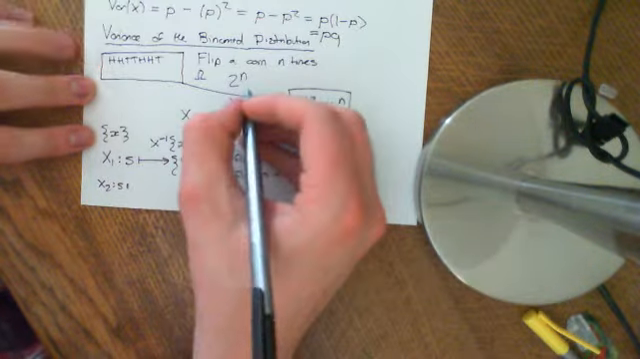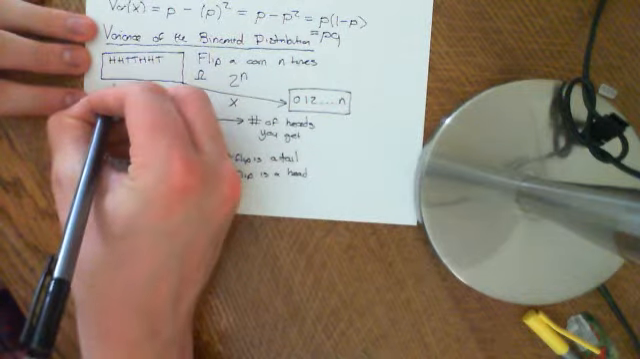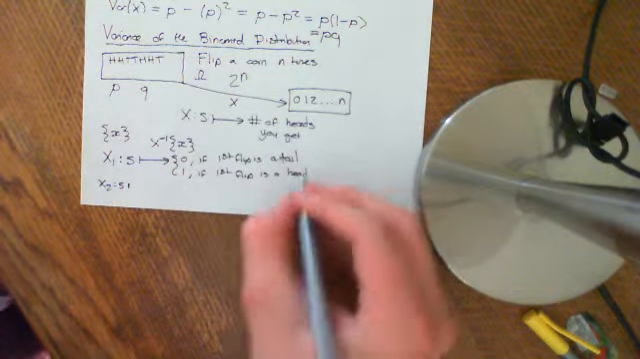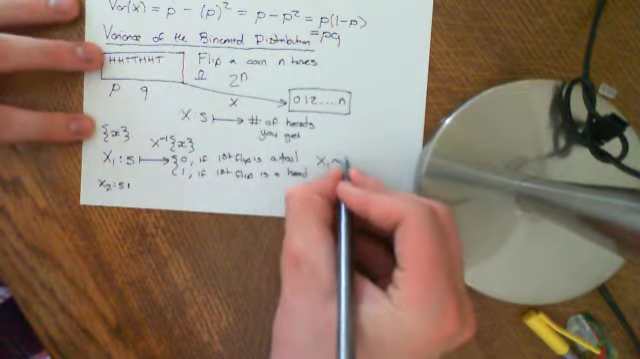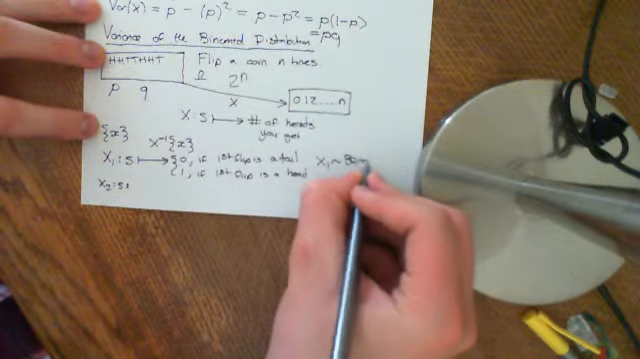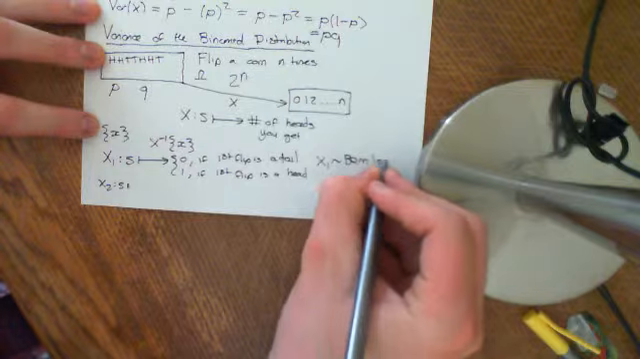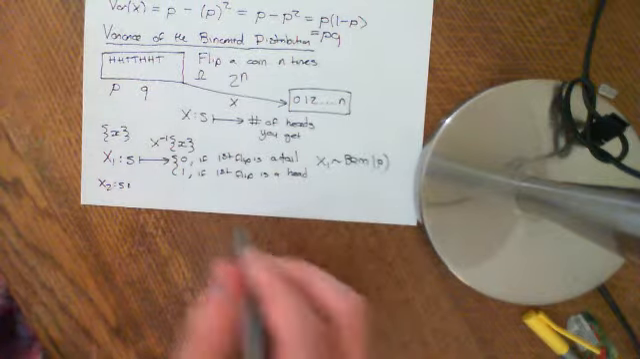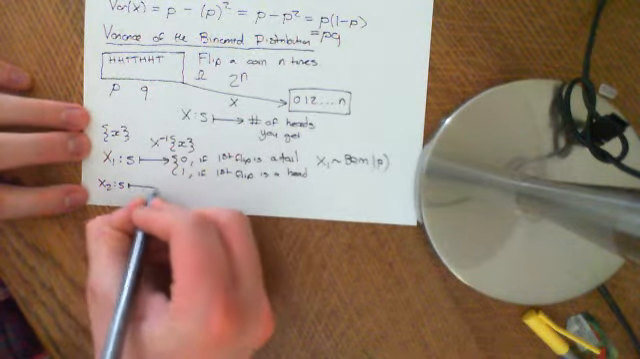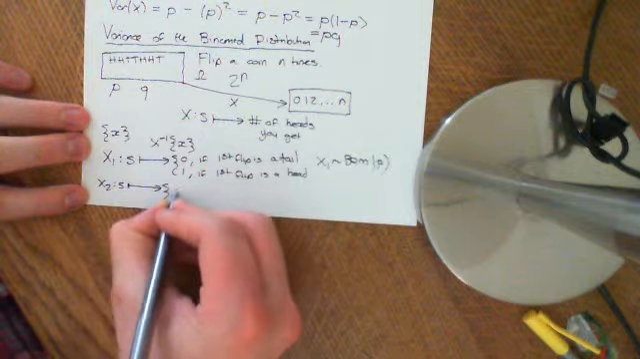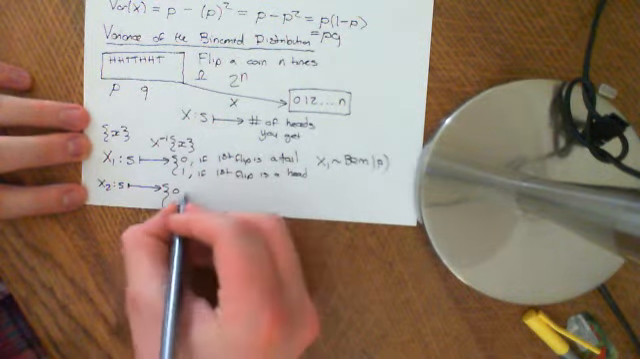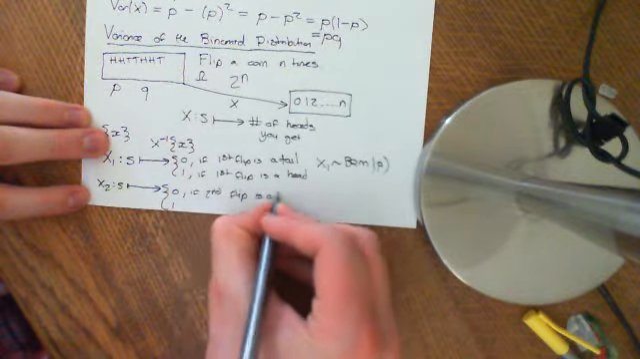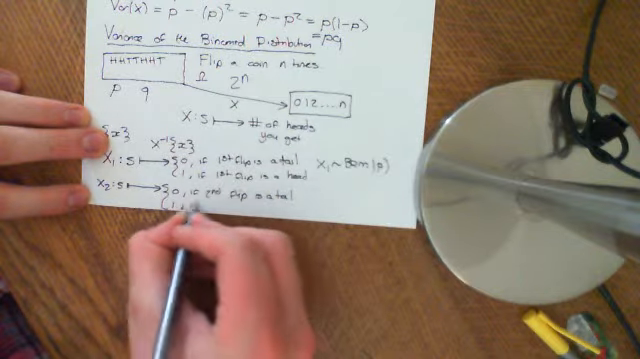Now I should have said something right at the start of this. I should have said that the probability of getting a head is p, and the probability of getting a tail on any flip is q. So this random variable here, X1, is going to be Bernoulli distributed with parameter p, because the probability that you get a head on your first flip is p, and the probability that you get a tail on your first flip is q. So that indeed is distributed Bernoulli p. So X2 is going to map s onto either 0 or 1, and it's going to map it onto 0 if the second flip is a tail, and onto 1 if the second flip is a head.